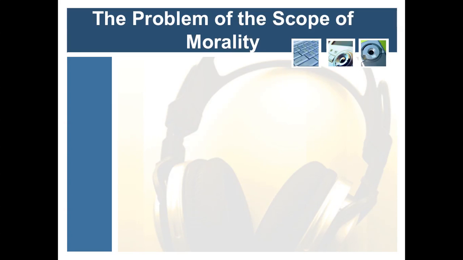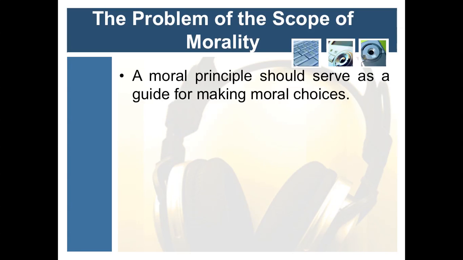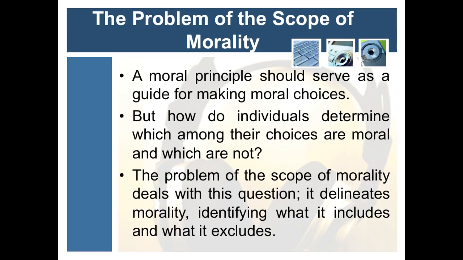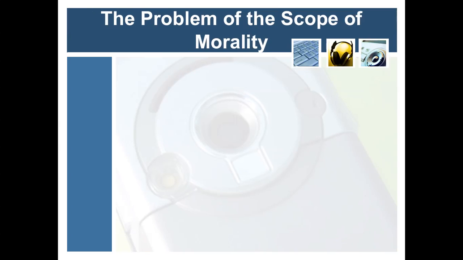Let's take a look at the problem of the scope of morality. A moral principle should serve as a guide for making moral choices. But how do individuals determine which among their choices are moral and which are not? The problem of the scope of morality deals with this question. It delineates morality, identifying what it includes and what it excludes.